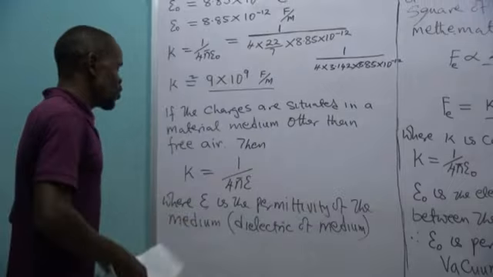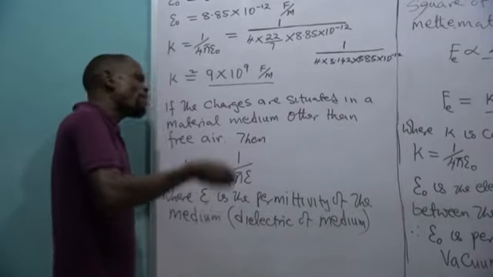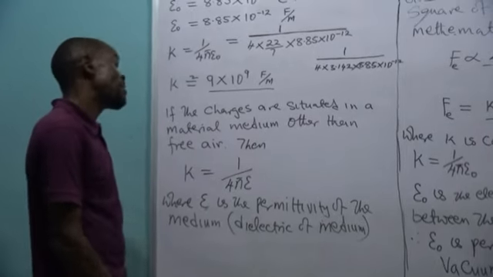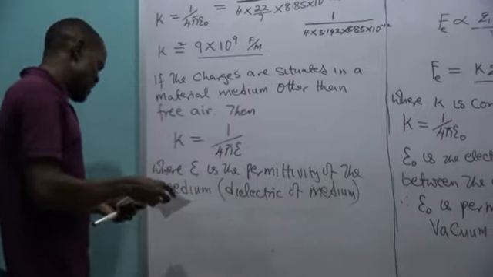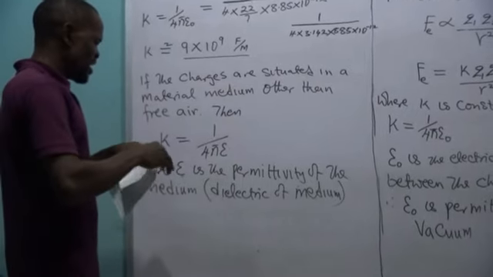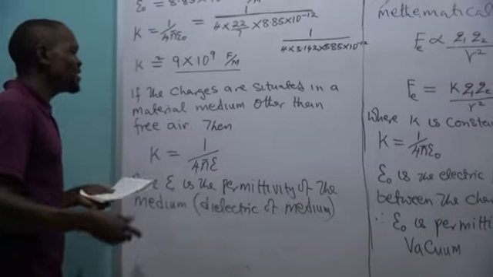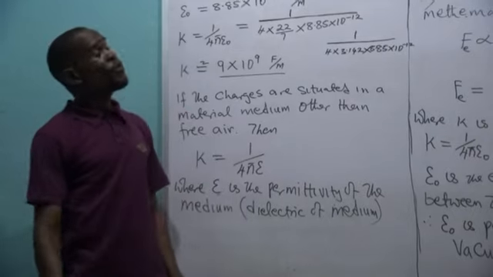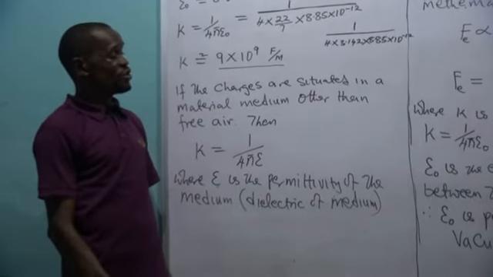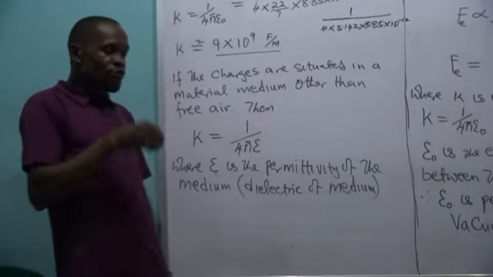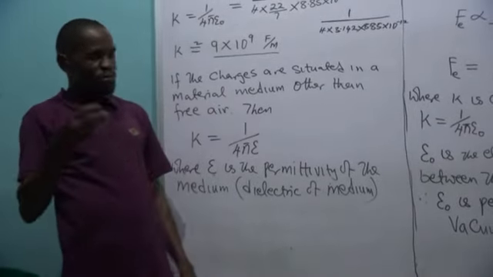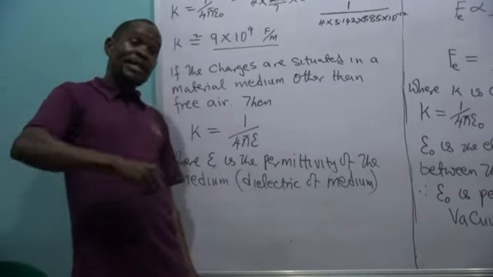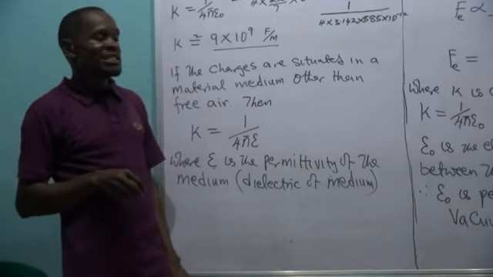Are you getting it? So this becomes the dielectric of the medium, or permittivity of the medium, where I did that experiment, apart from air. Hence, from this we now know that the force between charges depends on the medium where the experiment is done. The force of attraction or repulsion between two charges depends on the medium where that experiment is done.